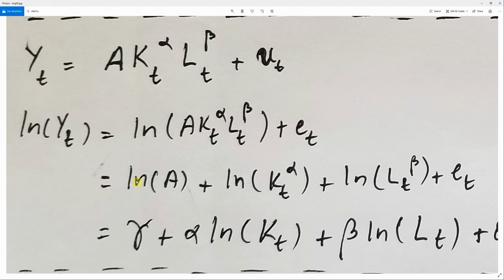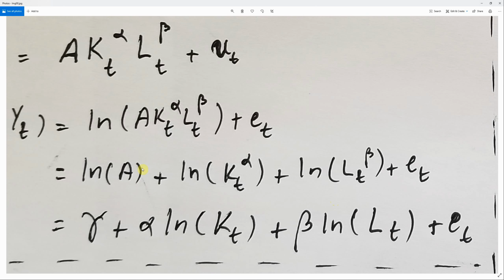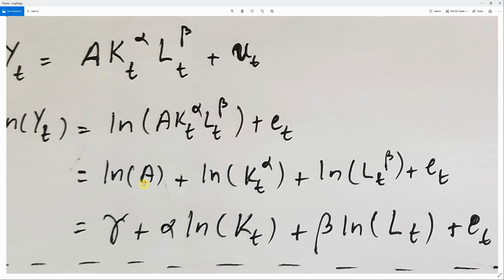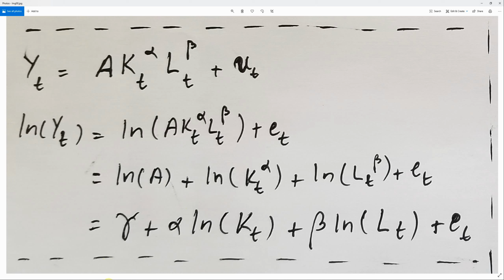We can call log of A our technology effect constant, equal to gamma here, just renaming a variable, and we bring alpha out. We know that we can do this with log functions. The exponent could come out and then be a coefficient. So now this ln Kt could be our x1, and then same thing with beta. Beta comes out, and ln Lt could be our x2, and then we have our error. So this is a completely linear function.